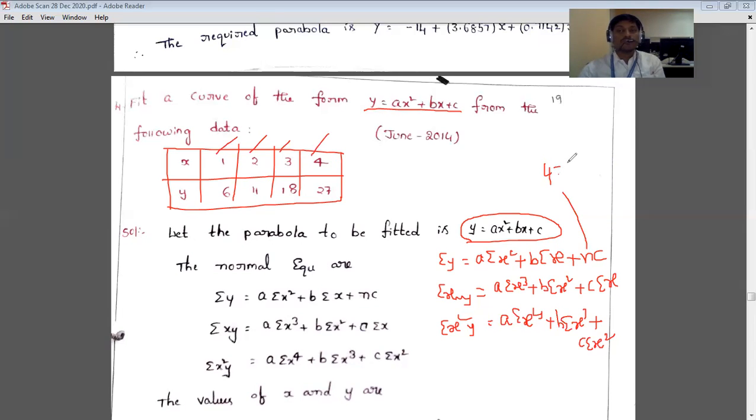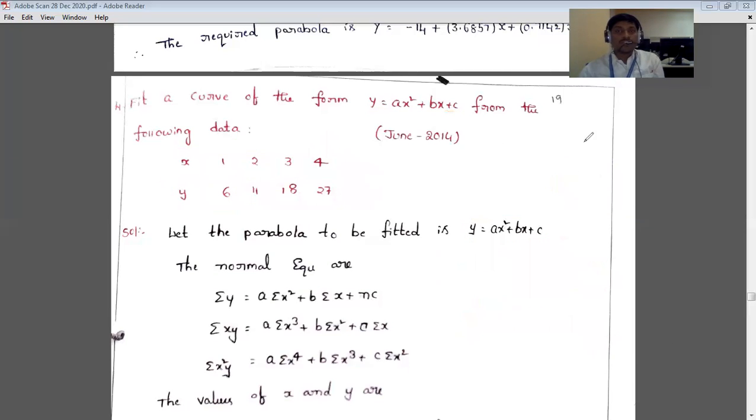And we have to calculate summation x by adding these values, and summation y by adding these values. Summation x is equal to, and next summation y is equal to. By adding these values we'll get these values. Okay, then we have to calculate x square, x cube, x power 4, and next xy, x square y. All these values we need to calculate, and substitute in the normal equations.